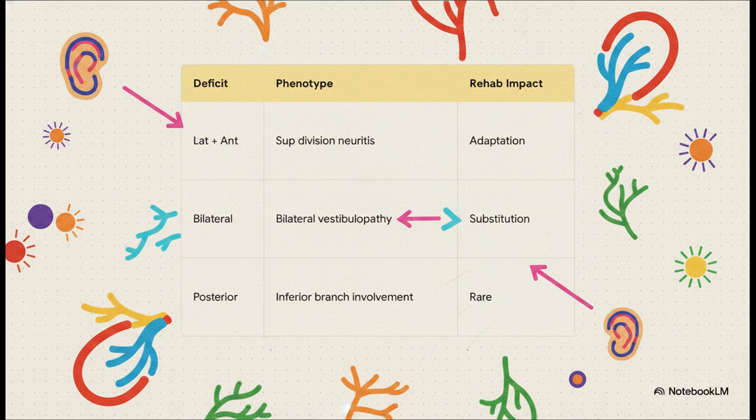But what if you see bilateral lateral loss? Well, that's bilateral vestibulopathy, and you've got to completely pivot to substitution. And posterior loss only? That's super rare and points directly to inferior branch involvement. You see how these specific combinations literally pinpoint the anatomy and drastically alter your treatment path?